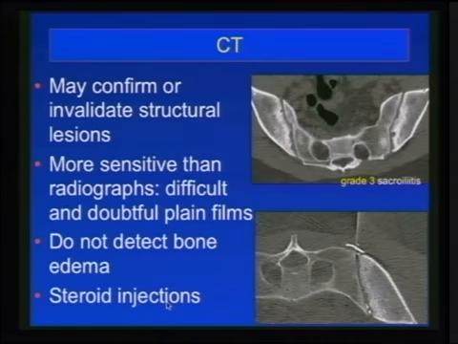CT scan can be helpful as well in the diagnosis of ankylosing spondylitis or spondyloarthritis. This case has definite erosion, and there is also sclerosis on the iliac aspect, bilateral and symmetrical. So this one is stage 3, or grade 3.